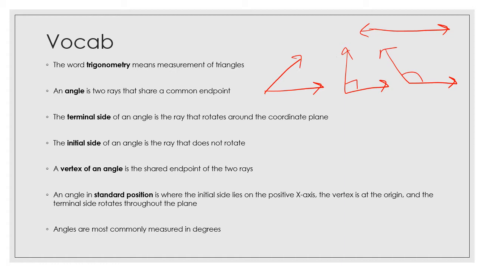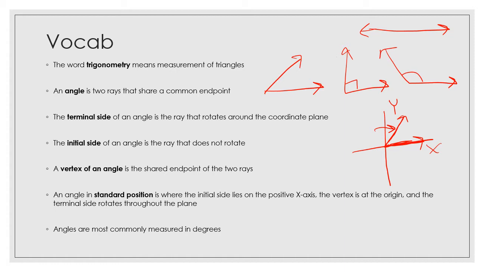So we have our two rays in an angle. So what we're going to be working with now is angles specifically in the coordinate plane. So when we have our coordinate plane, remember we have our XY axis. So the terminal side of an angle is the ray that rotates around the coordinate plane. So let's say I have an angle here. So let's say I have this angle here. So I have these two rays. This is going to be my terminal side because it's the one that's rotating all around.